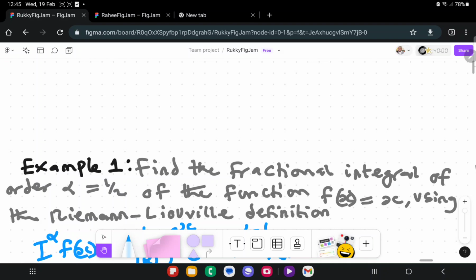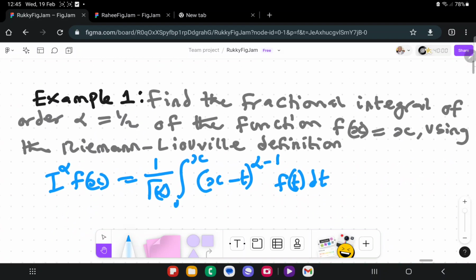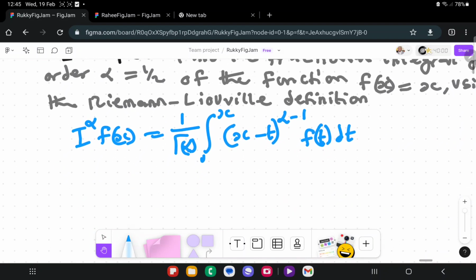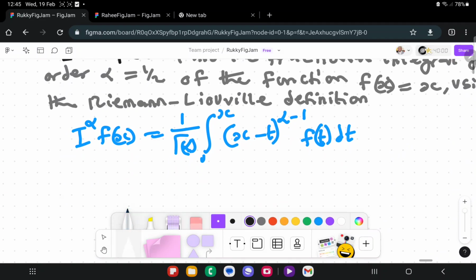Here we have a question saying, find the fractional integral of order alpha, given to be half, of the function f of x equal to x using the Riemann-Liouville definition. Now, what we have here is the Riemann-Liouville definition. So let us begin.